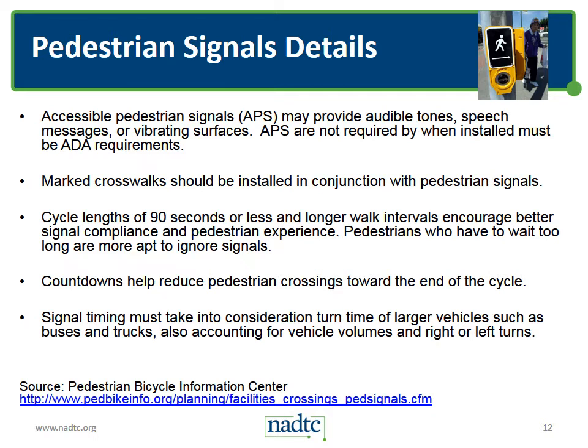A traffic cycle length of 90 seconds or less is best for pedestrians, or otherwise they will get impatient and try to cross against the light. Countdowns help encourage pedestrian movement at the beginning of the cycle rather than having people wait until the very end. Signal timing must also take into consideration the turning time of trucks and buses as well as cars.